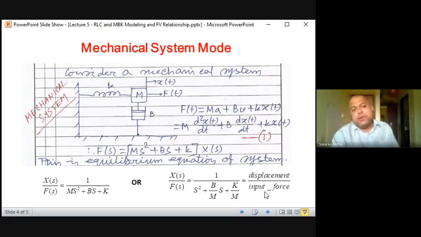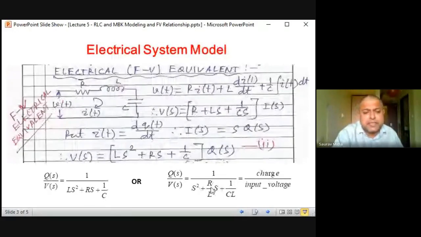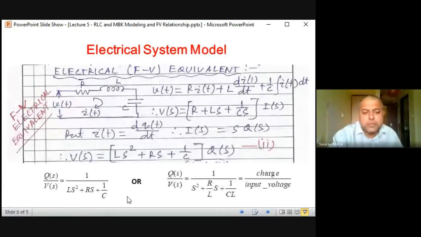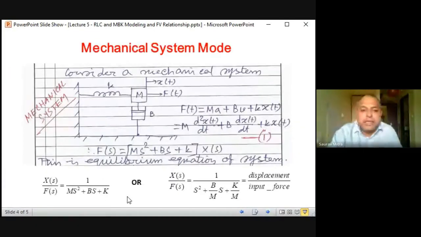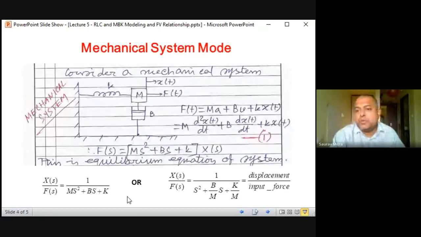Last slide for today. What you are finding is comparing the equations. So what are the equations being compared? Here you can find Ls square plus Rs plus 1 by C. This is the denominator equation. In mechanical, what you are finding is Ms square plus Bs plus K. So just see these two equations: Ls square plus Rs plus 1 by C and Ms square plus Bs plus K. So L becomes equal to M, B becomes equal to R, and K becomes equal to 1 by C.